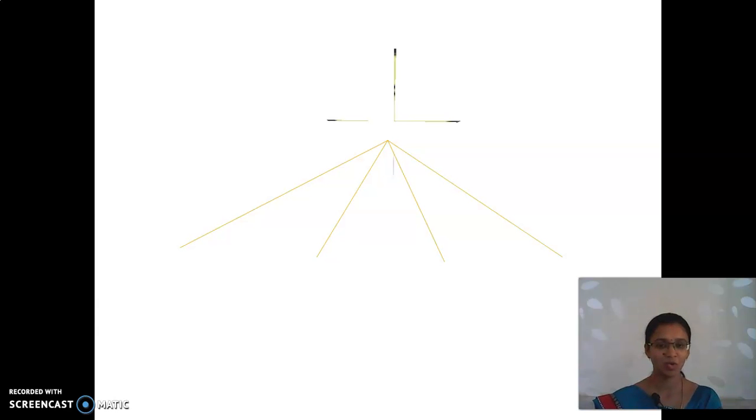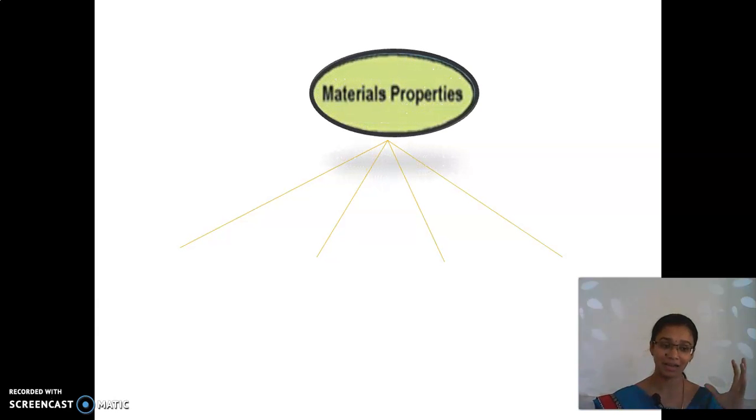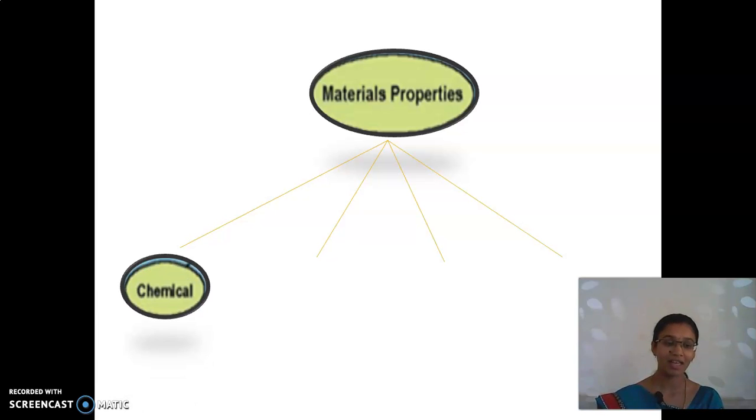So how are these materials classified? These materials are classified based on their properties. What is the first property? That is the chemical property. Chemical property is nothing but what are the things required to make that material. The inner characters are called chemical properties.